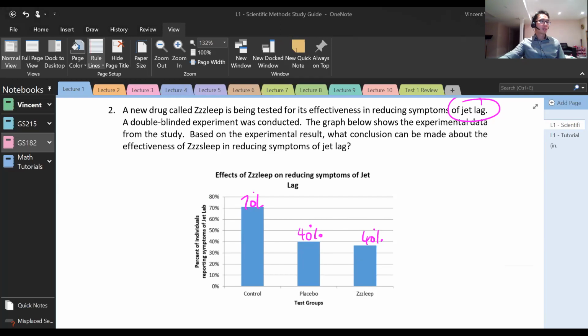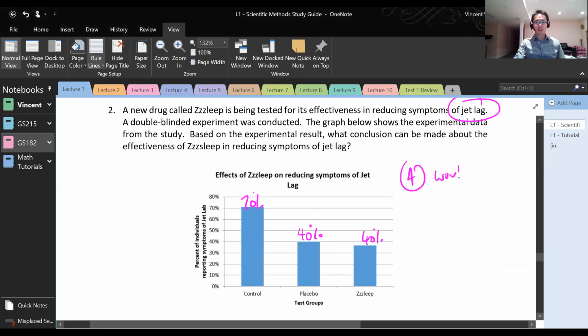Let me quickly launch another poll. If you think it's effective, please choose A. Okay, the drug works, buy it. If you think it does not work, choose B. And C, not sure.